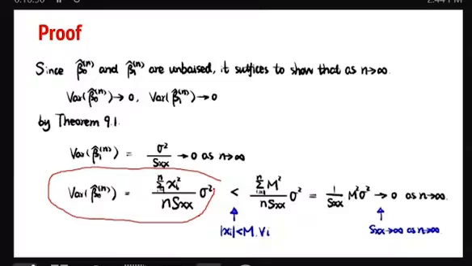This is how to investigate the consistency of least square estimators. Is there anyone who needs clarification on this before moving forward? Is there anyone? Okay, I'm going to go to the next one now.